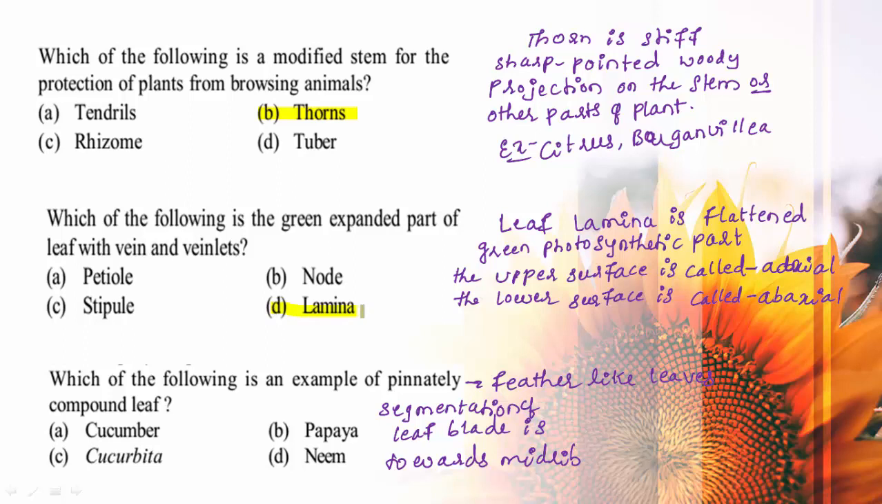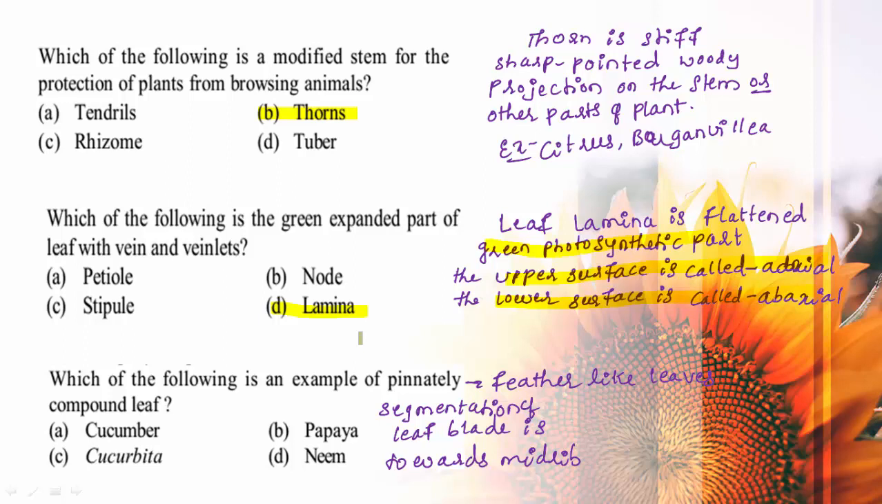Lamina. Leaf lamina is the expanded green photosynthetic part. Its upper surface is called adaxial and its lower surface is called abaxial. So leaf lamina is the part containing vein and veinlets. Then next question. Which of the following is an example of pinnately compound leaf? The options are cucumber, papaya, cucurbita and neem.